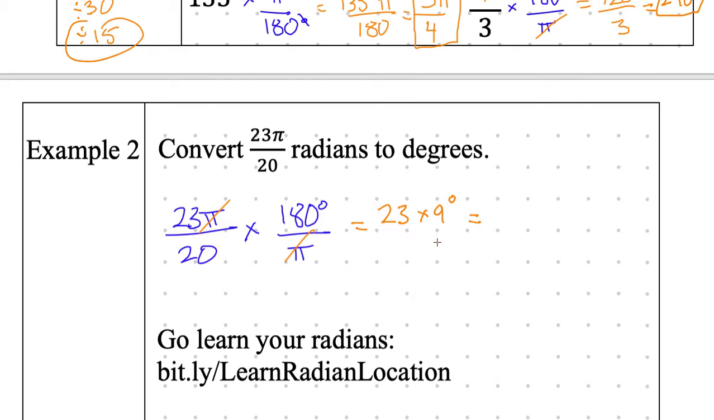And I just have to do 23 times 9, which is kind of a hard problem, but you guys can do it in your head. 3 times 9 is 27. Carry the 2. I'll keep the 7 for you. Now do 9 times 2, 18, add on the 2, 20. So this is how you do math in your head, folks. This is equal to 207 degrees.